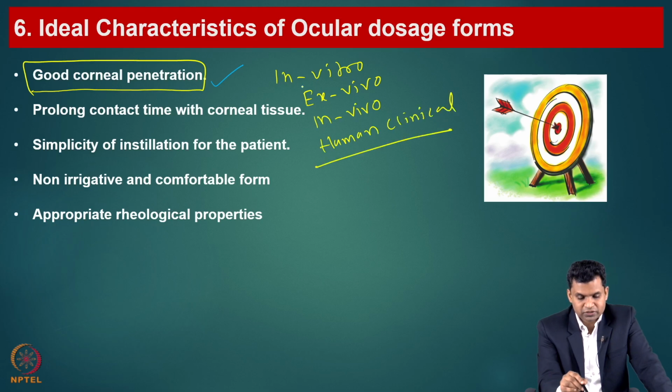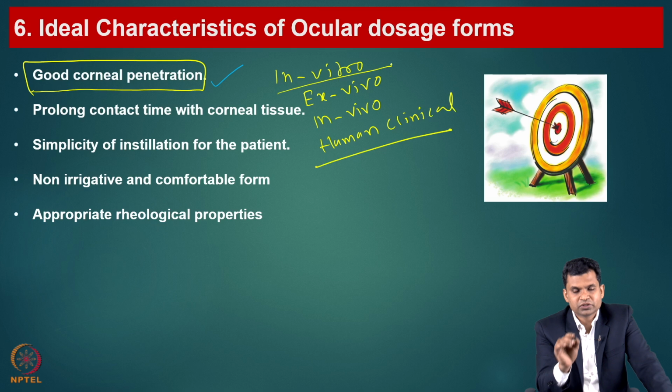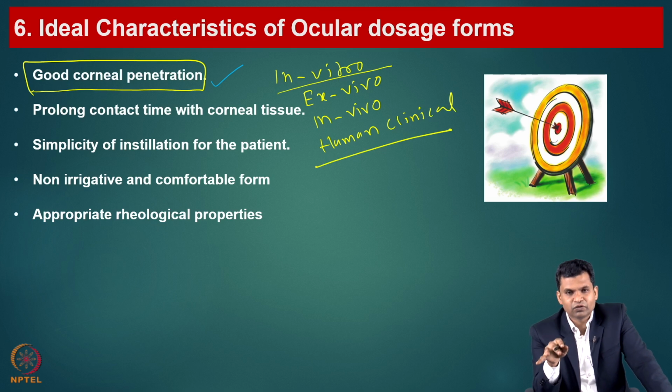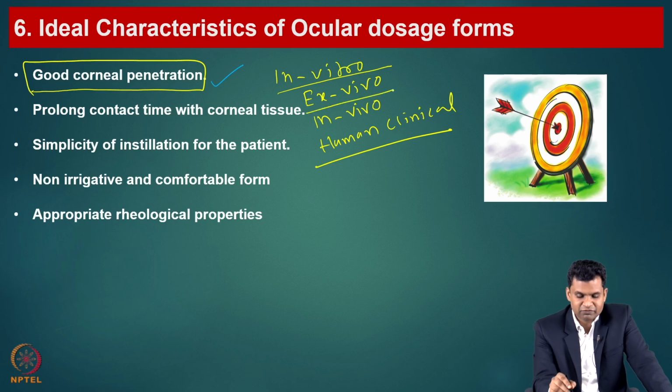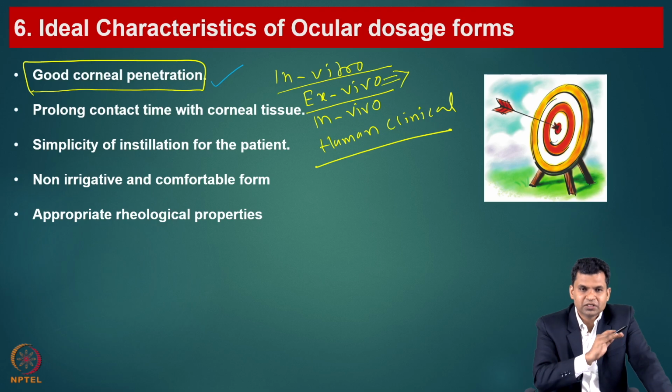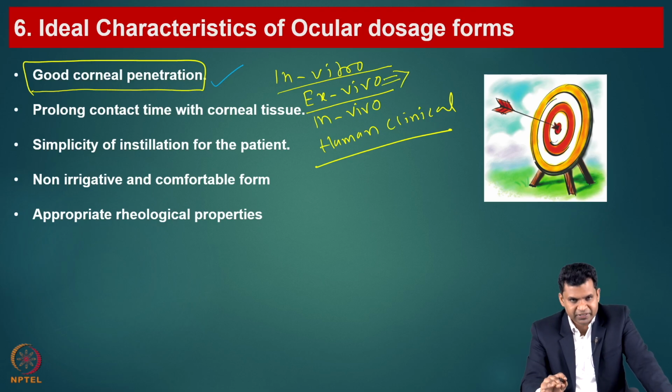So, to screen the molecules, to screen the drug formulations, we need to perform the in vitro permeation studies, and after that the best products or best formulations we again pass to the ex vivo studies. So, here we use animal corneas to see the permeation of the drug through the corneal membrane.